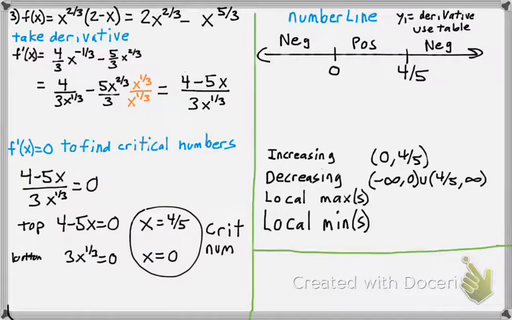Your local max, this is going to be at the 4/5, because that's where it changes from positive to negative. And the local min is going to be at 0, because that's where it changes from negative to positive. Then to get the y values of these, you want to plug them into the original. So if you plug in 4/5, you should get 1.0341, and if you plug in 0, you should get 0. So that'll be your answer.